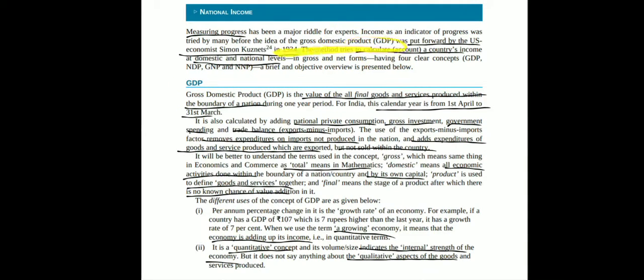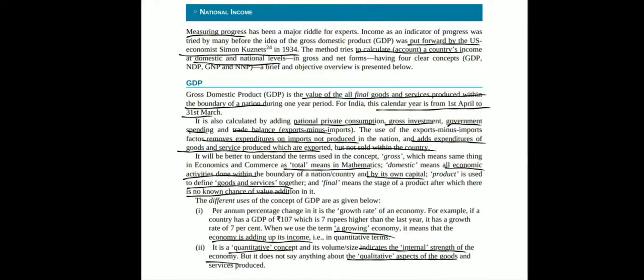See, the concept of GDP was put forward by the US economist Simon Kuznets in 1934. And this method calculates a country's income at domestic and national levels. So let's know about GDP. What is it? It is the value of all final goods and services. Final is different, goods and services is different. Produced within the boundary of a nation during a 1 year period, and in India this calendar year is from 1st April to 31st March.